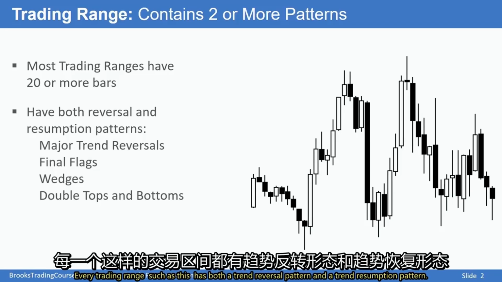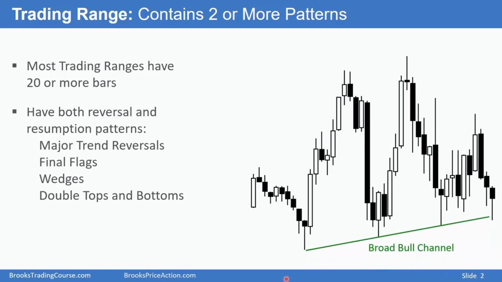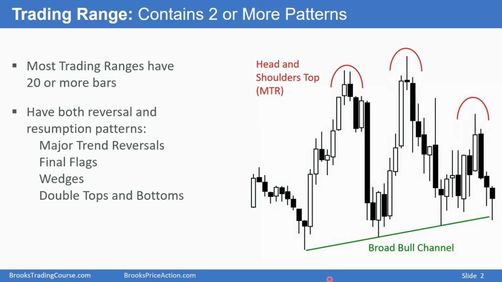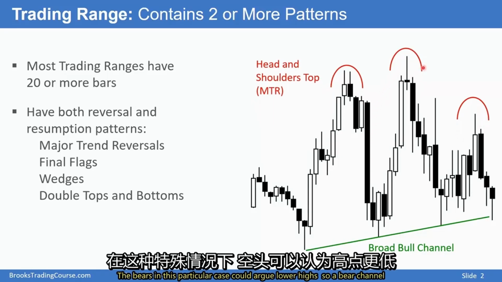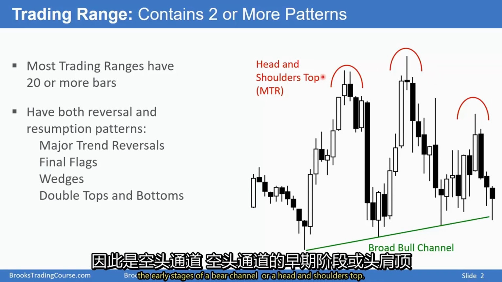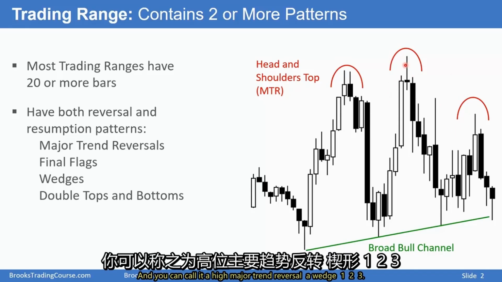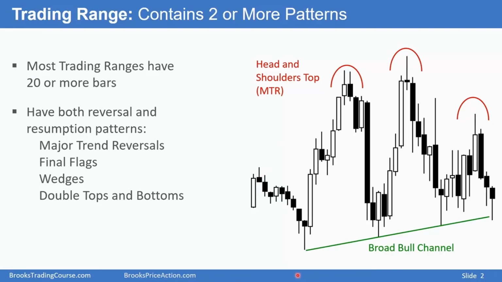Every trading range, such as this, has both a trend reversal pattern and a trend resumption pattern. For example, the bulls can argue that the market's getting higher lows and therefore it is a broad bull channel. The bears in this particular case could argue lower highs, so a bear channel, the early stages of a bear channel, or a head and shoulders top, left shoulder, head, or right shoulder. And you can call it a high major trend reversal, a wedge, 1, 2, 3. You can call this a lower high major trend reversal.